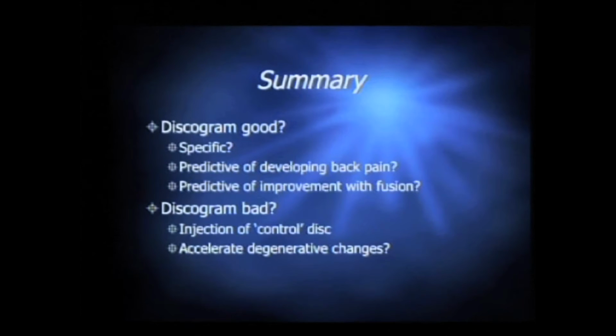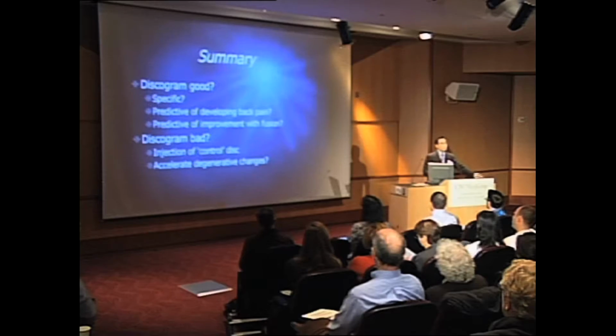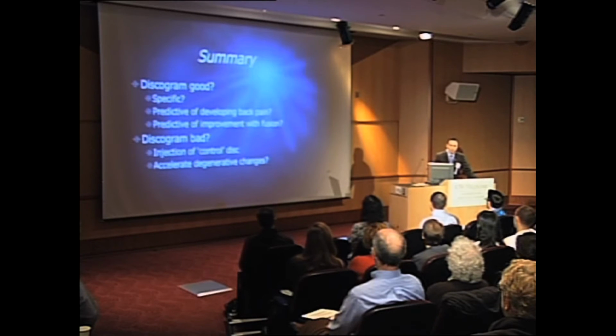Well, I think there are studies out there which question its specificity with a lot of false positives. Is it predictive in developing back pain? Studies suggest that that may not be the case. And predictive of improvement with fusion, well, that's a tougher question to answer because that goes to the question of whether fusion is an effective treatment for discogenic pain. We do have some good evidence that discogram may actively be harmful or detrimental to the spine health of that patient. By injection of that control disc, are we accelerating degenerative disc changes? Are we inducing our own progeria in patients who may not have had this otherwise?